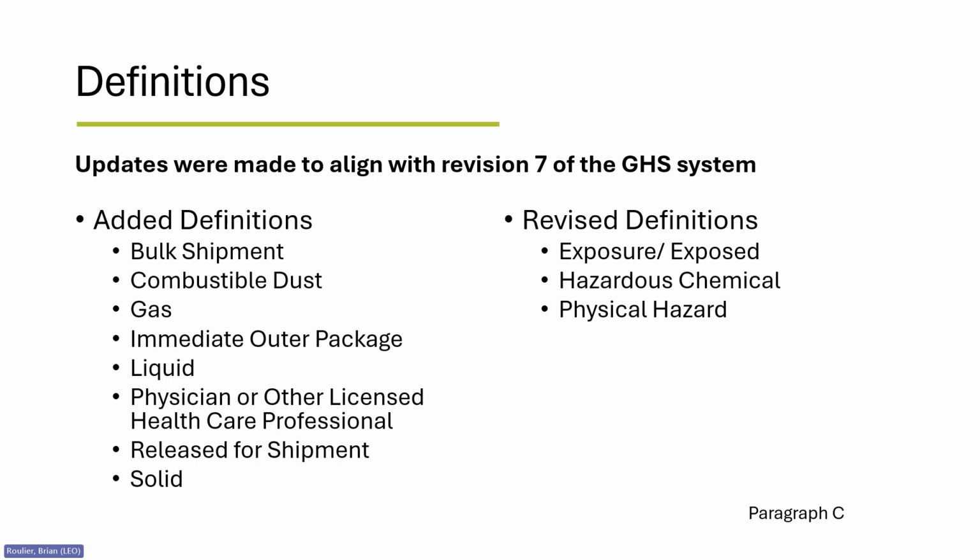Combustible dust means finely divided solid particulates that pose a flash fire hazard or explosion hazard when dispersed into the air. And released for shipment means a chemical that has been packaged and labeled in the manner in which it will be distributed or sold.